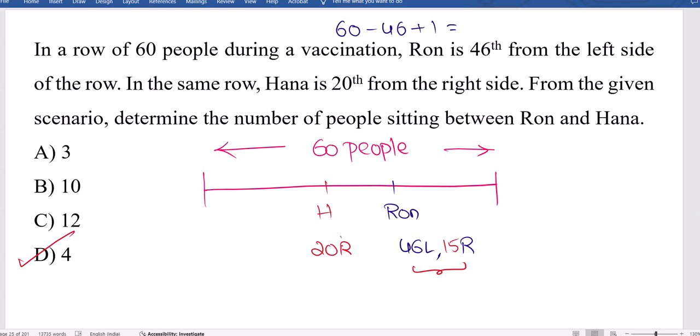I'm taking only the right side reference. I'm taking both with the right side. Ron is 15th from the right. Hanna is 20th from the right. Now 16, 17, 18, 19. How many people are between them? Only 4 people. If they had given option 5, people would go with 5 also, so be careful. Lucky enough, 5 is not given, but many people will do that also. In between, right? So 4.